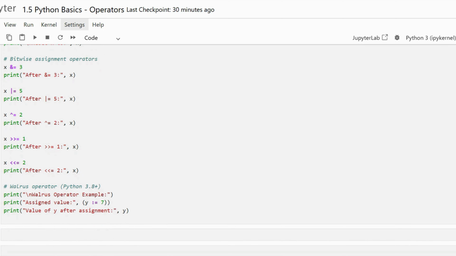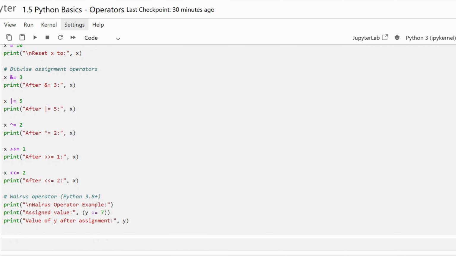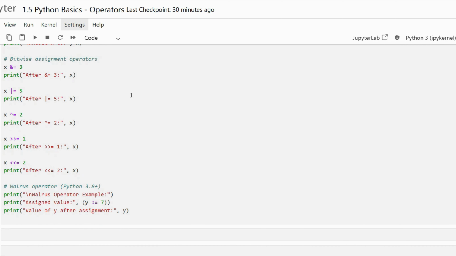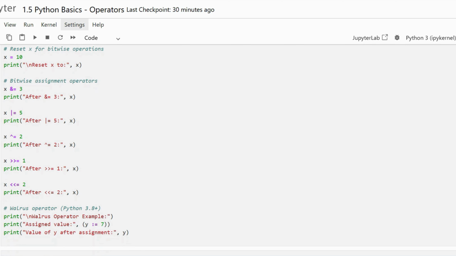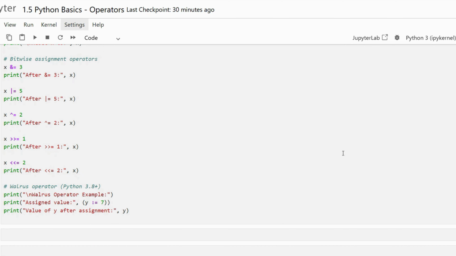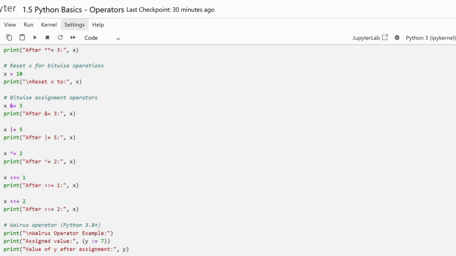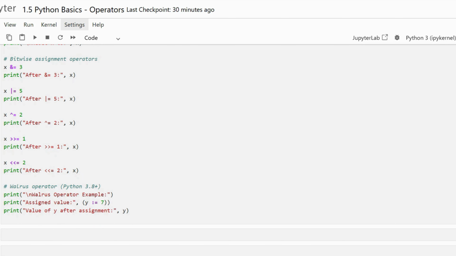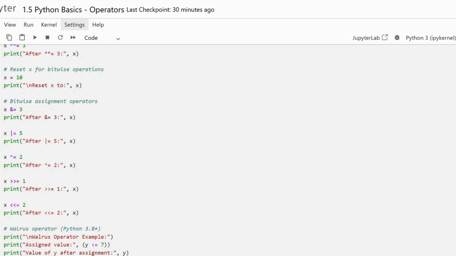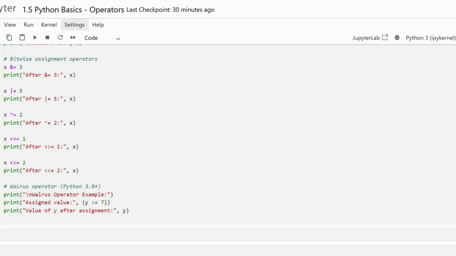Bitwise assignment operators trade human readability for computational efficiency. Let's reset x is equal to 10. In binary form, 10 can be written as 1010. X ampersand equal to 3 means applying 3 in binary form, 0011, to x. The binary form of x is 1010. When combining both binary values, it gives 0010, which means decimal 2.